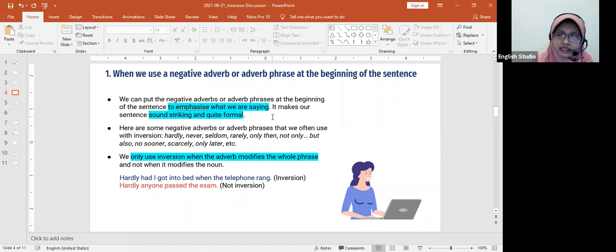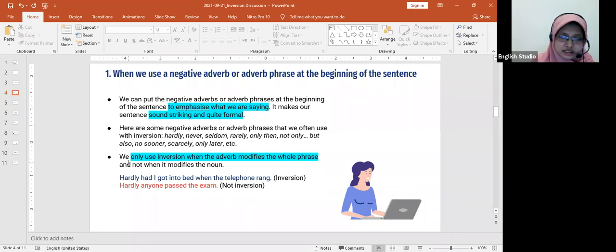That is why inversion is also one of the recommended structures to be put in your writing, especially if you are taking the academic modules. It can make your sentences more formal. Some negative adverbs or adverb phrases that we can use with inversion are hardly, never, seldom, and so on. We can take a look later in the tables that I have already sent to you.